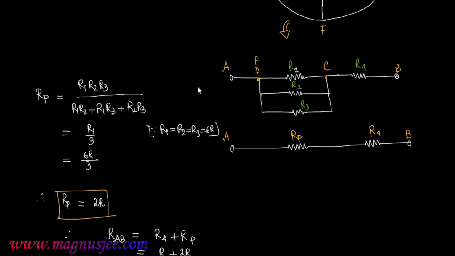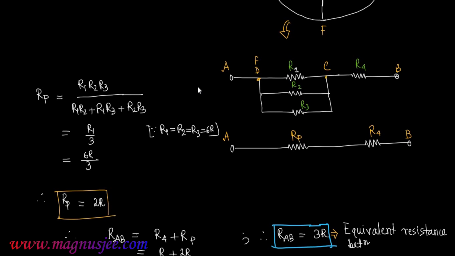Now we can find the equivalent resistance between the 2 points A and B, which is R1 plus RP, that is 2R plus R, or R plus 2R. So we get the equivalent resistance between the 2 points A and B as 3R. So RAB equal 3R, which is the equivalent resistance between the 2 points A and B. Between them there are 4 resistances. First 3 resistances are connected in parallel combination, and the fourth resistance is connected in series combination.